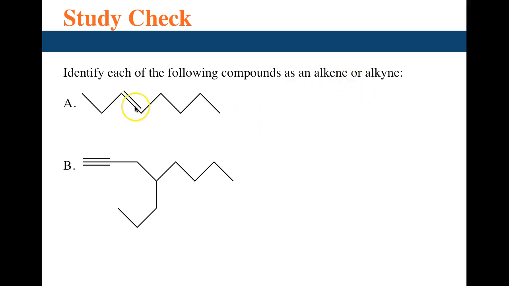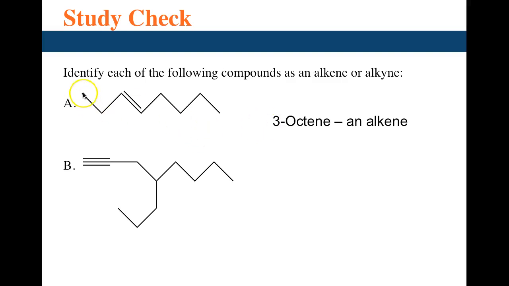All right, identify each of the following as being an alkene or alkyne. The double bond indicates it's an alkene. The triple bond indicates it's an alkyne. And then you can go on further by naming it.